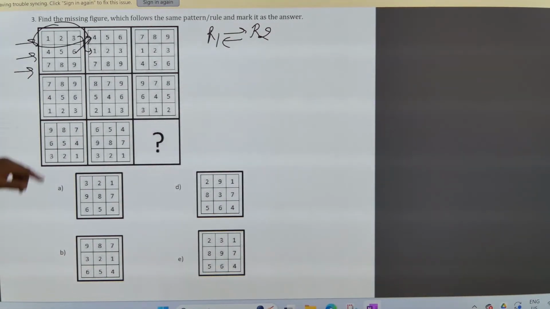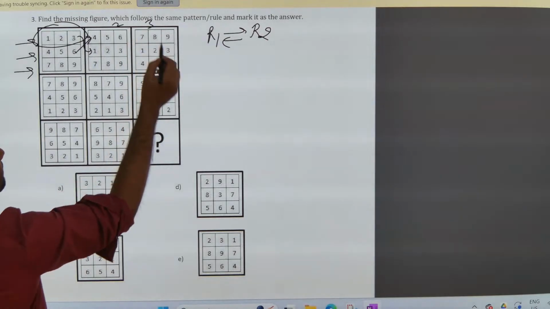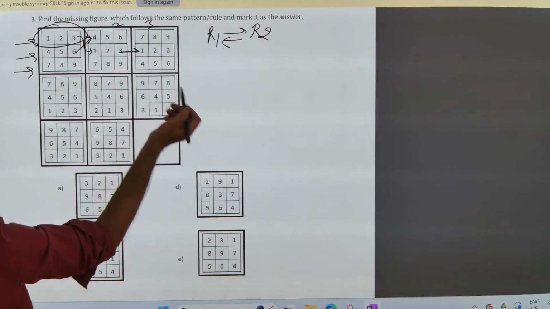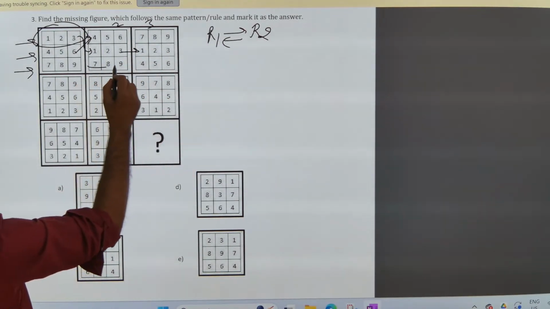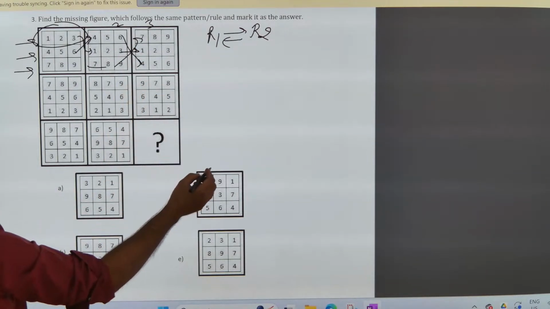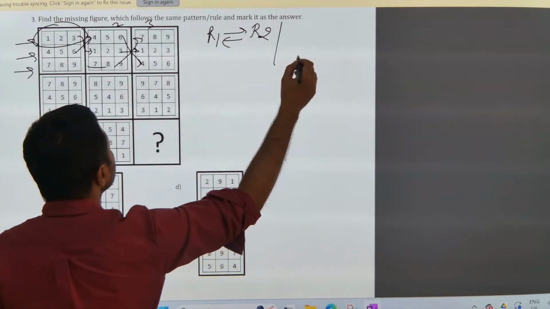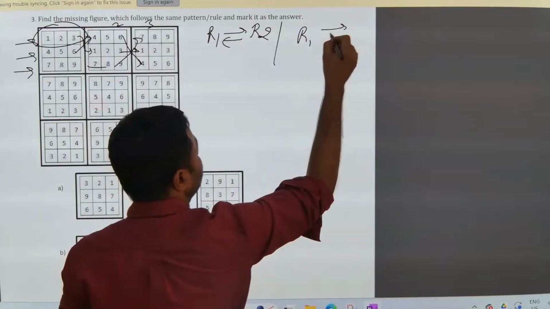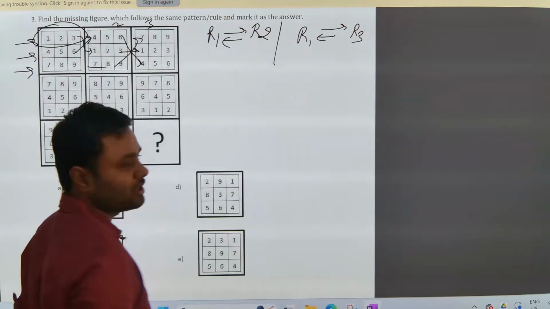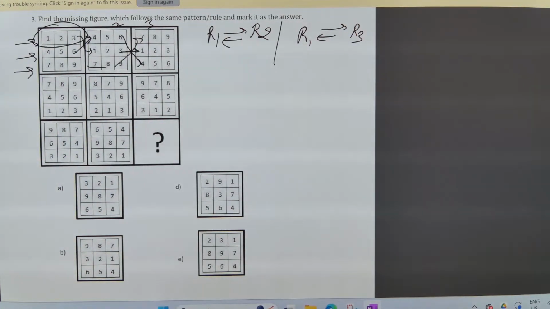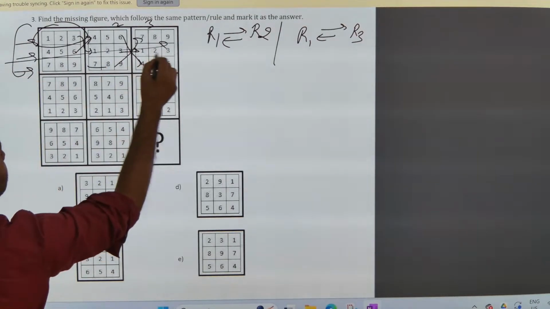So that is the first transition. Then we come from second grid to third grid. So 1, 2, 3 remains where it is. 7, 8, 9 goes there, and 4, 5, 6 comes here. That means R1 and R3, they interchange their positions, right? So that is the pattern in the first row, this one.